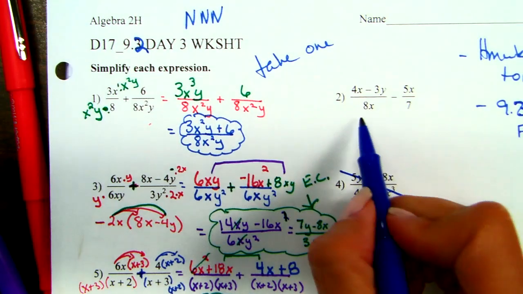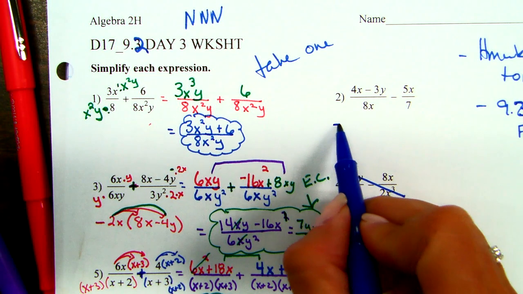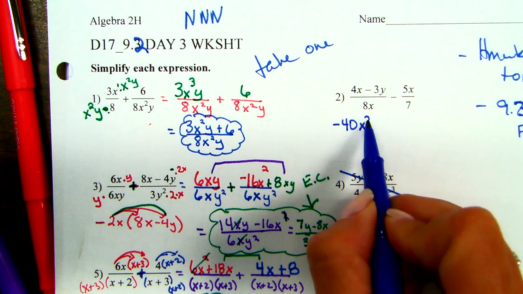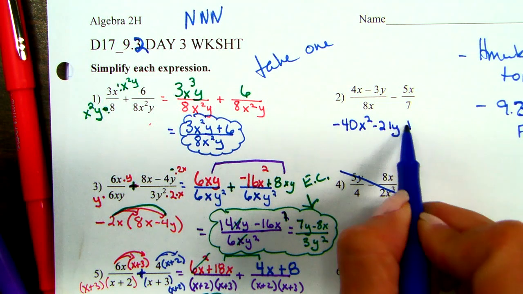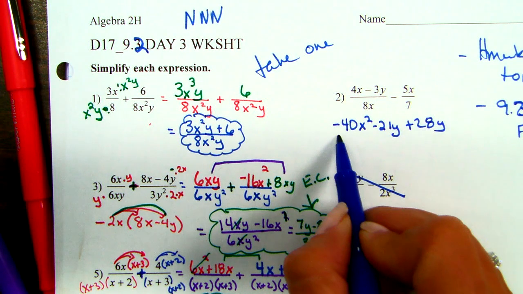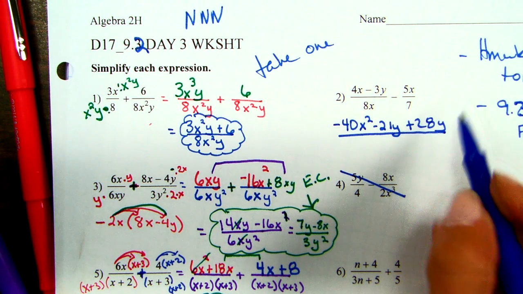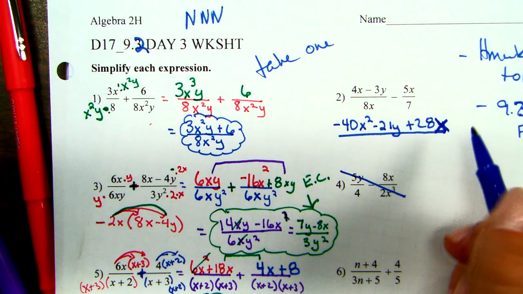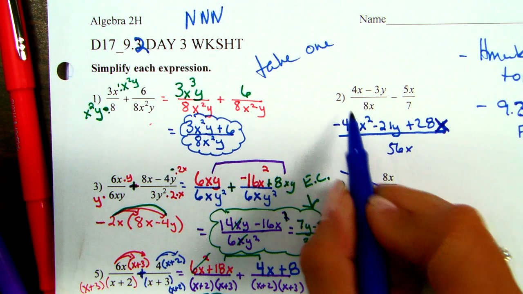Let me get back up to the top here. The order these numerators and denominators are in is not important. Okay? It's the sign in front of them that matters, not the order.